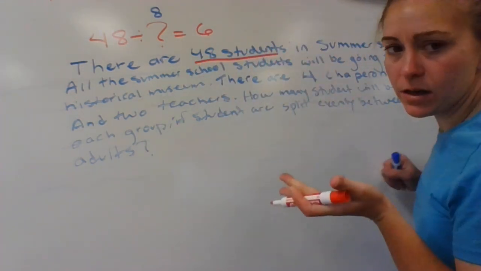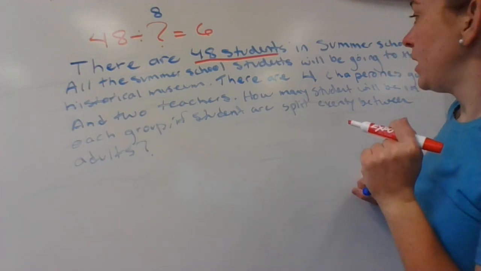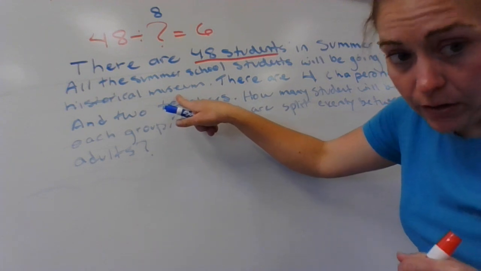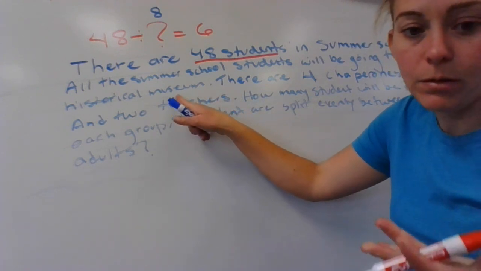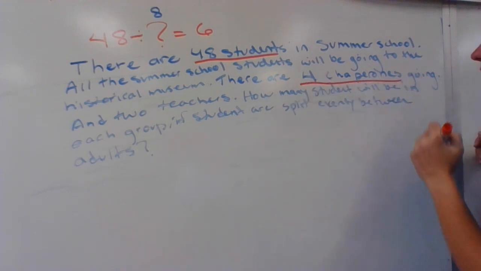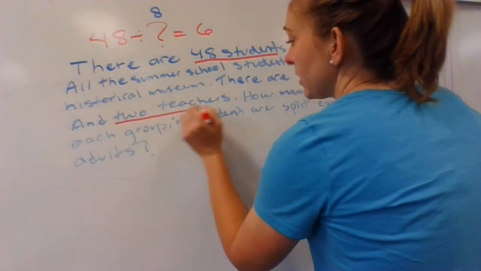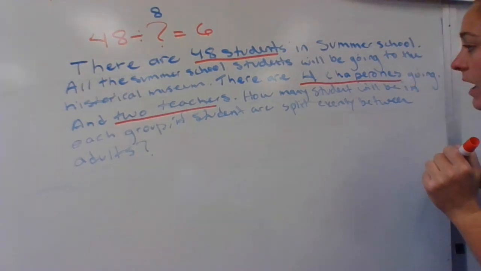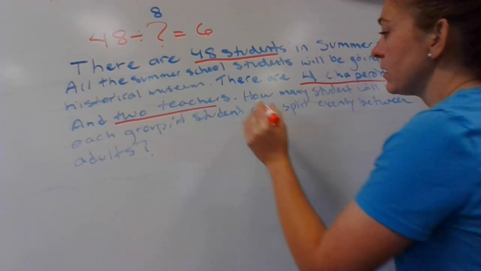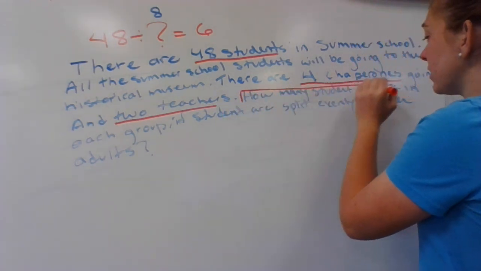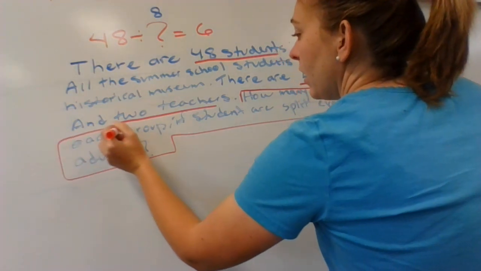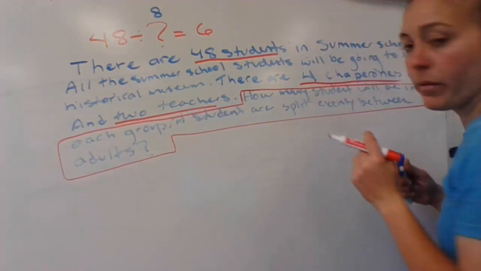All right, does it really matter that they're in summer school? Probably not. And it says that they are going to be going to the historical museum. Does it really matter that they're going to the historical museum? Probably not. There are 4 chaperones. That's important. And 2 teachers. All right, that's also important. How many students will be in each group if students are split evenly between adults? So we will box the question. It's kind of a long question. Boxed it.